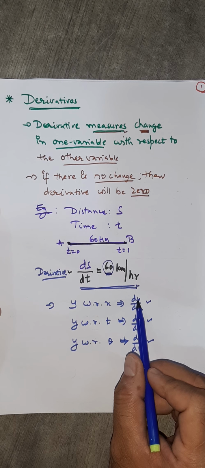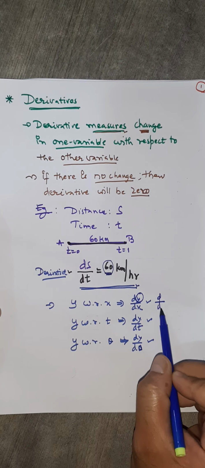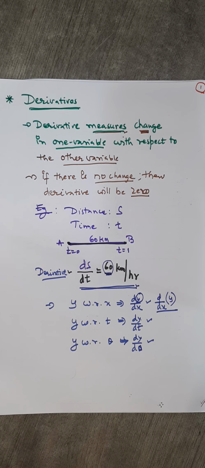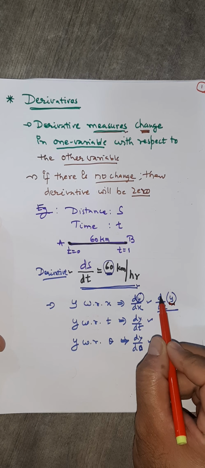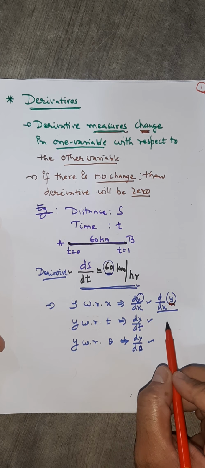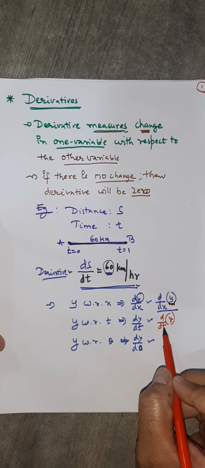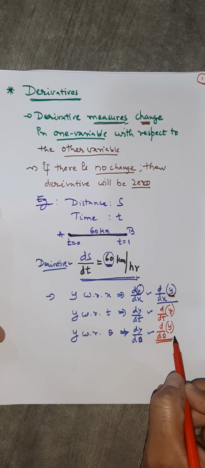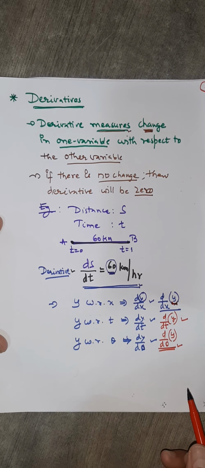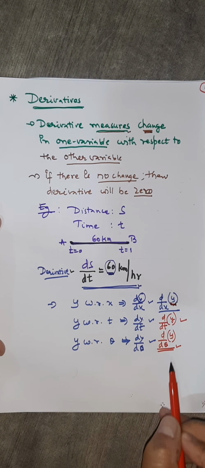How do we read? Derivative, this measures change in y, remember. It's like this, d by dx of y. This is an operator. D by dx is an operator. You are measuring change in which variable? Y. With respect to which variable? X. So d by dx of y, which is as good as dy by dx. D by dt, change in variable y with respect to time t. Change in y with respect to variable theta. Like these also you can write, remember. These are all standard notations. This is read as dy by dx, dy by dt, dy by d theta.